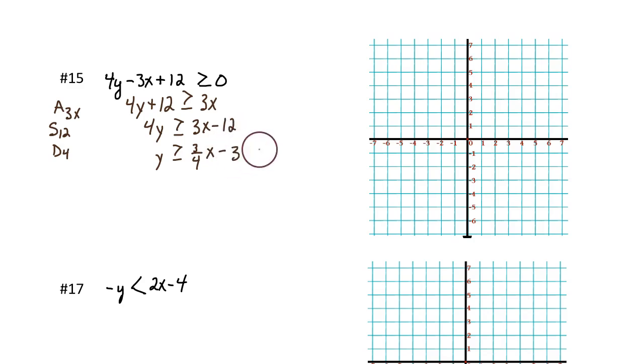4, but that's just a 3. So the y-intercept is -3. The slope is 3/4, or a rise 3, run 4. 1, 2, 3, 1, 2, 3, 4. Should the boundary be solid or dashed? It's a solid. Where do you shade, above or below? You shade above.